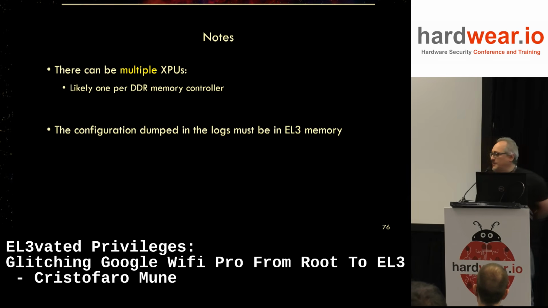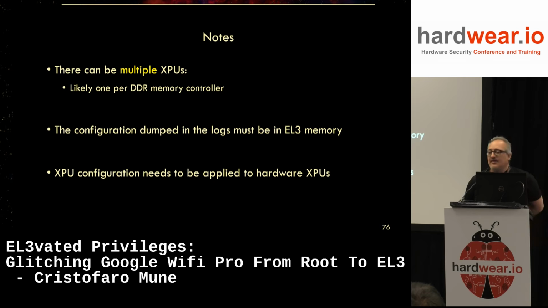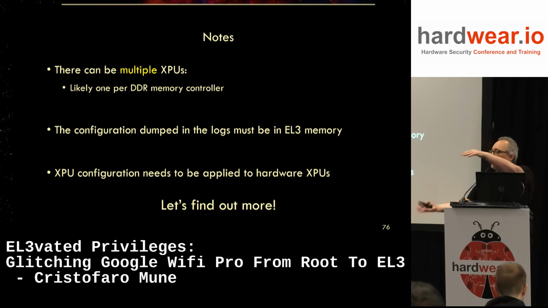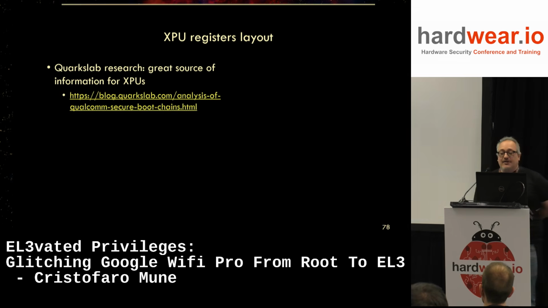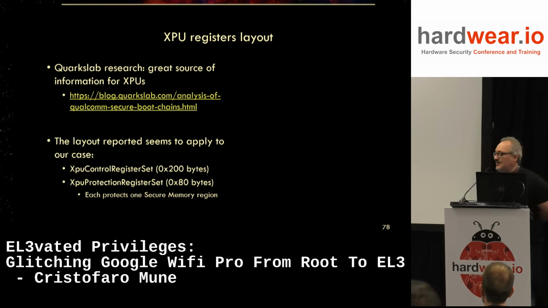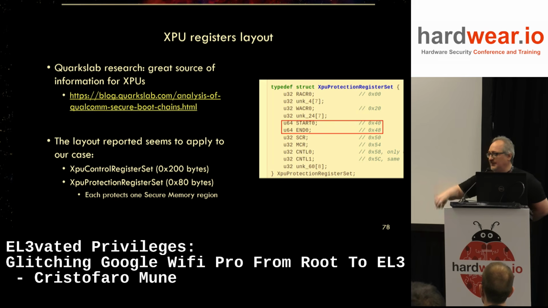There may be multiple XPUs. You need to understand which one. And the configuration that you have just seen must be there in EL3, and this configuration needs to be applied to the actual register. We reversed, we tried to find the base address, and it turns out that by reversing, we find that the XPU register hardware starts at 6E000. Now, by using great research from Qualcomm Lab, we confirm that the layout they found is also valid for us.